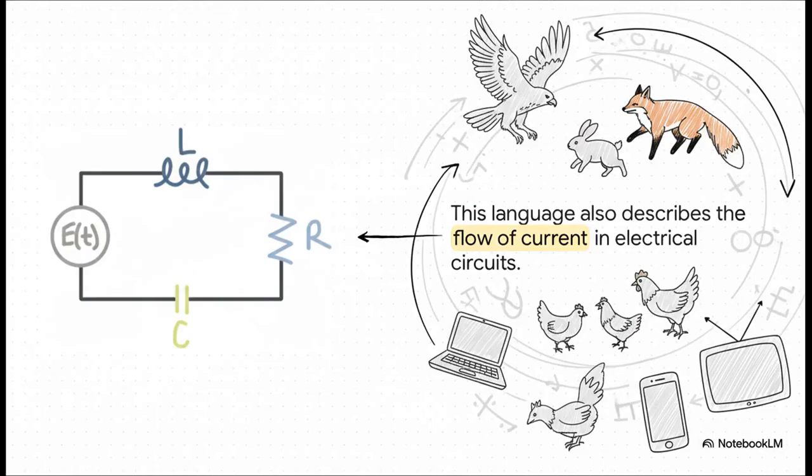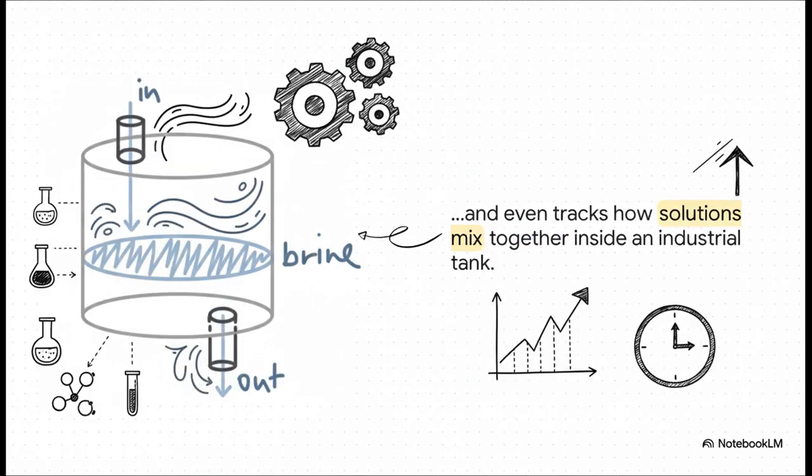And the applications just keep coming. The same mathematical language that describes predators and prey, well, it also describes the flow of electricity through a circuit, which is what governs pretty much every electronic device you own. It can model chemical reactions, industrial processes, like figuring out the concentration of salt in a huge tank as brine is flowing in and out. From biology to engineering to chemistry, it's all the same fundamental idea. Just describe the rate of change.